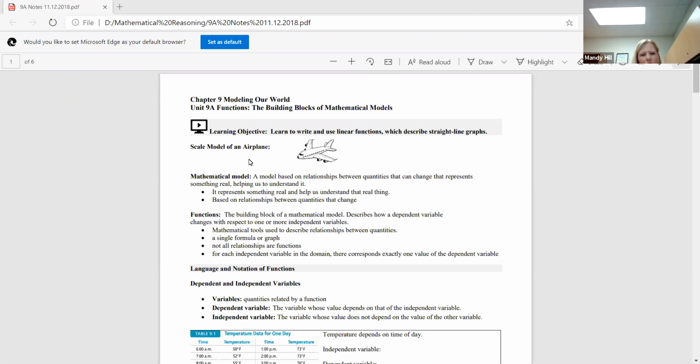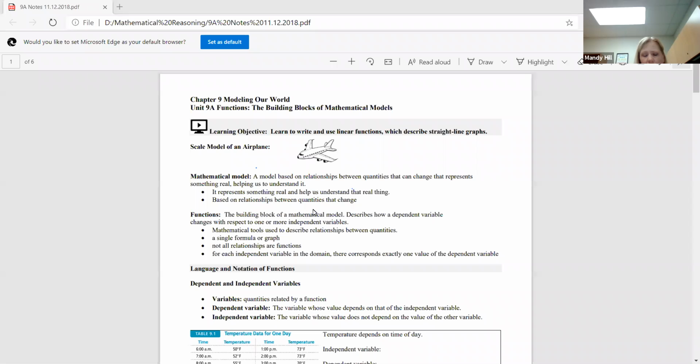When we look at a scale model of an airplane, well, a model is based on a relationship between quantities that can change, that represent something real, helping us to understand it. It represents something real and helps us to understand that thing, based on a relationship between quantities that change. So basically a mathematical model is something that we're going to use to represent something in real life. This thing can change based on the things that change around it.